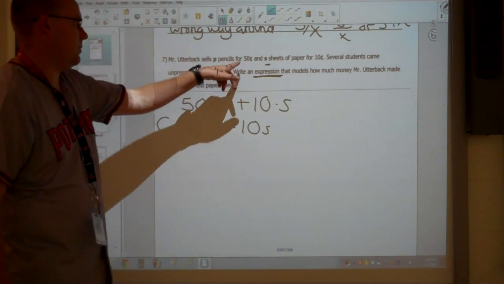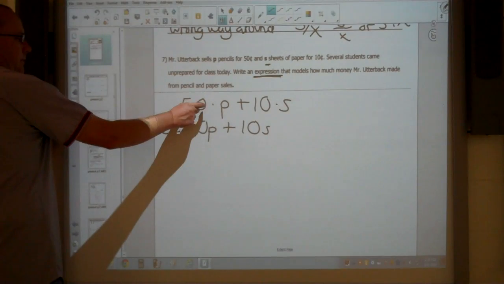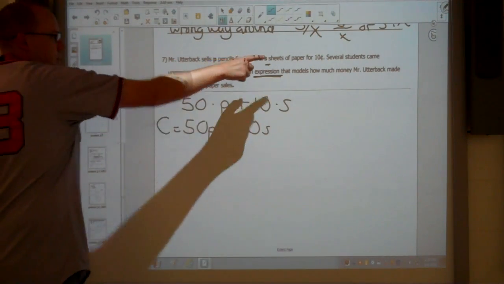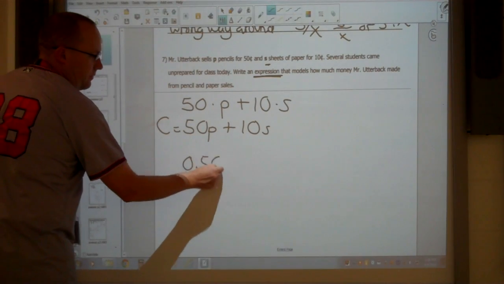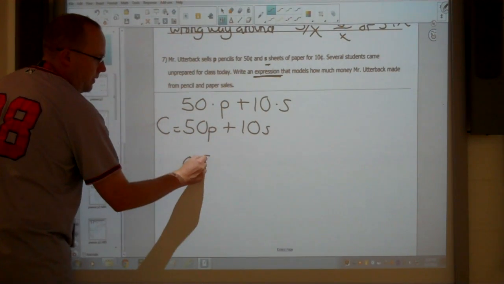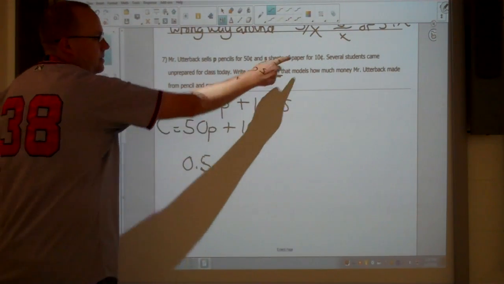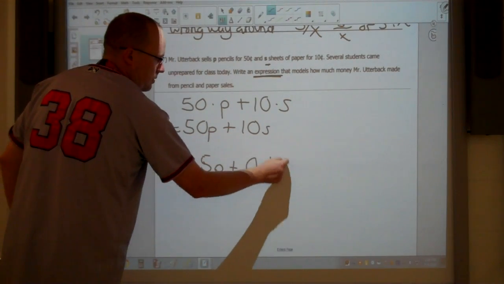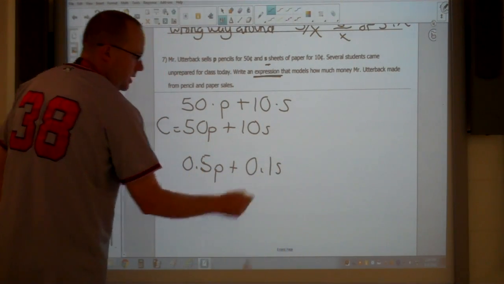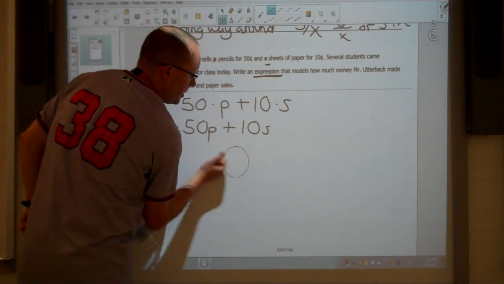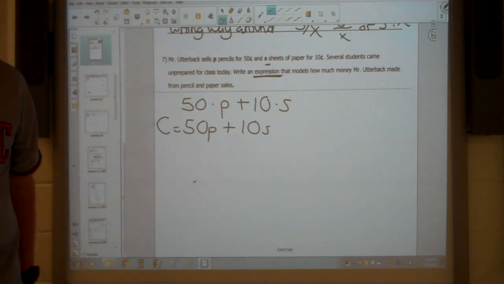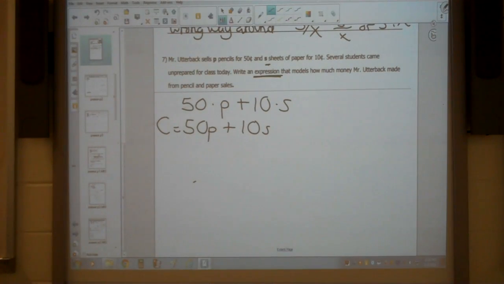Now also for this question, with this being in cents, I went with 50 cents for this one. You could change the question into dollars if you really wanted to. 0.50 or 0.5p, and then 10 cents, 0.10 or just 0.1. And that would put the price in dollars if you really wanted to do that. So just make sure you're paying attention to units when you're doing questions like that too.